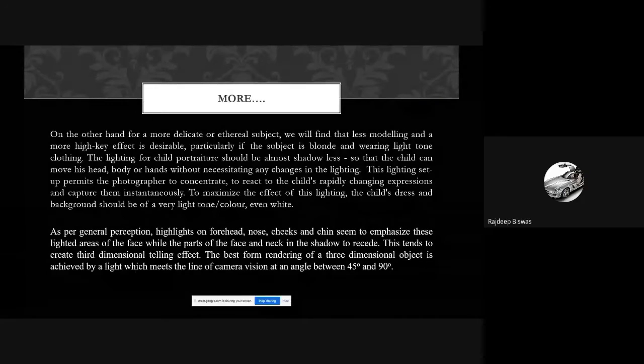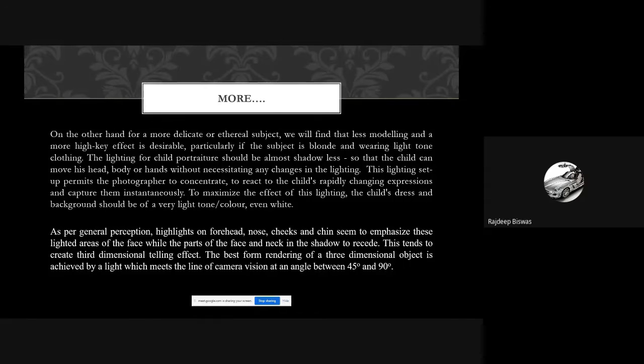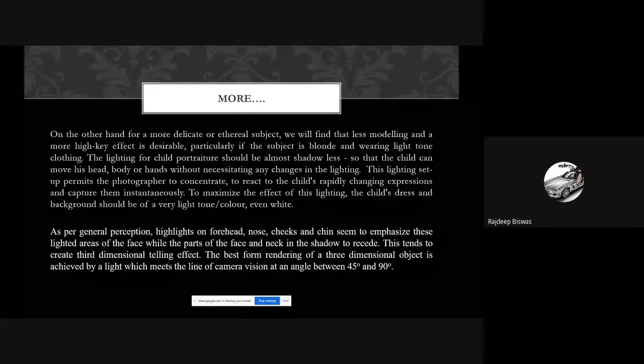If you are going to capture a child, now it is not possible for a child to follow all your instructions like an adult can do. So what's best for you is to have a lighting with the least amount of shadows so that the child is able to move freely and you're able to concentrate more on capturing the moments rather than waiting or directing the child to do what you want.